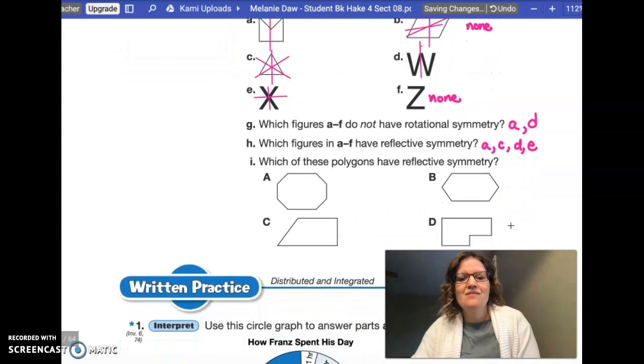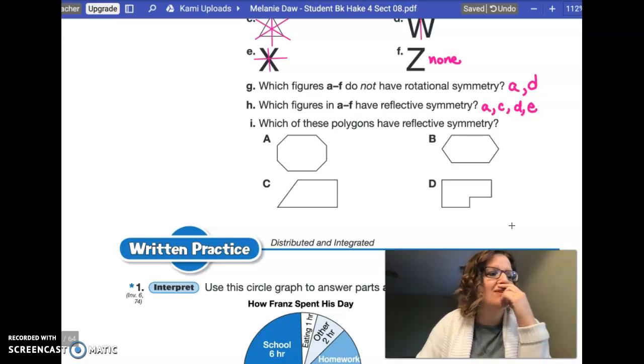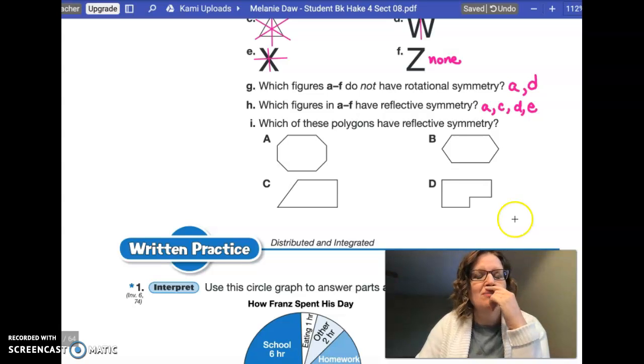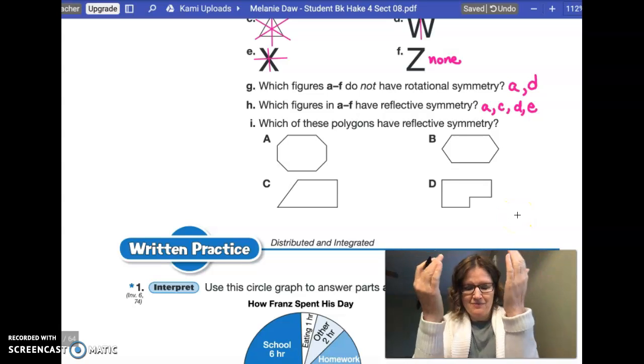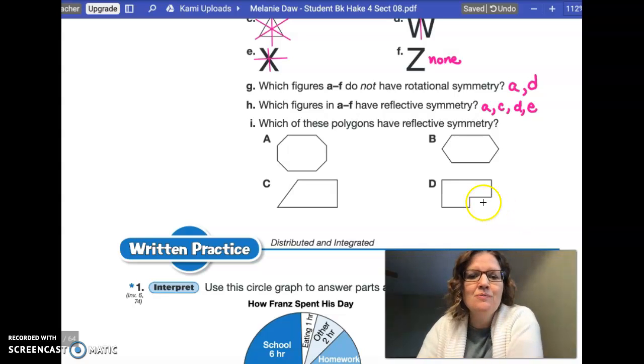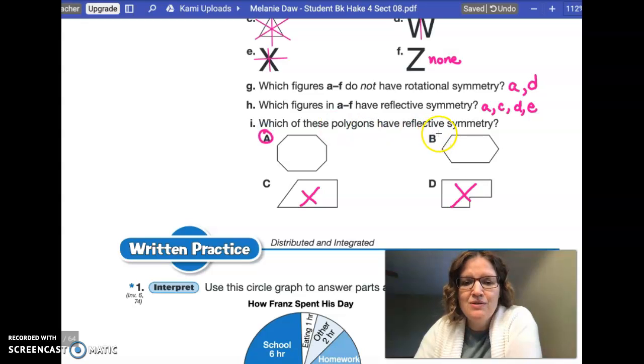Which of these polygons have reflective symmetry, meaning that they are mirroring one another? D, we know is not. We know that is not. C, we know does not, because we can't fold that in half. But A, we could. And I think B, we could.